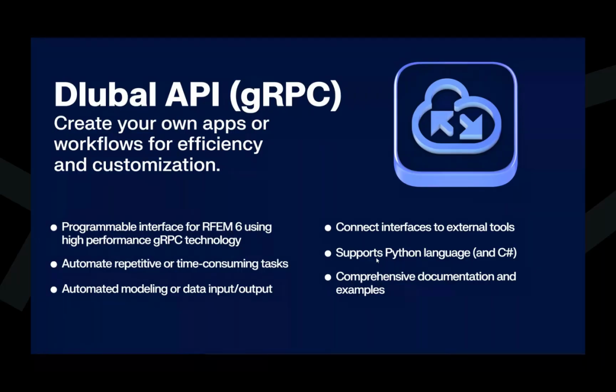For example, if we have existing model data outside of the program, we can use this API to automate the modeling process, or we can use it to feed data into the program or pull results out of the program. Ultimately, we connect the interfaces to external tools. Maybe that is your own spreadsheets or in-house programs, a third-party program, or even your own website for your company. We put most of the development in based on the Python language, but we also support C# as well.